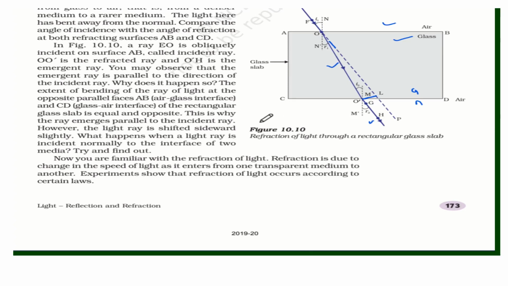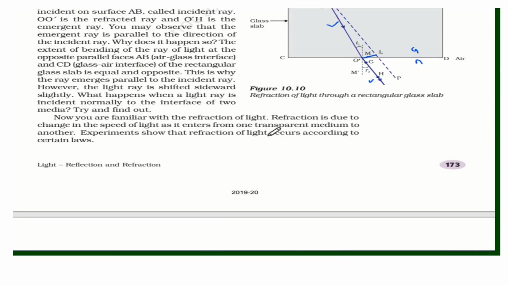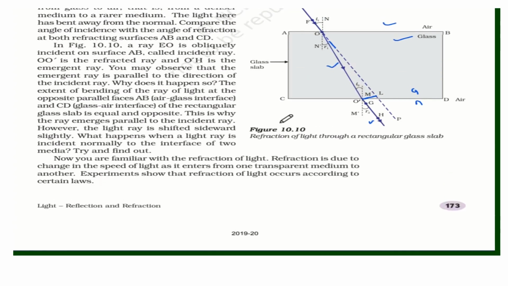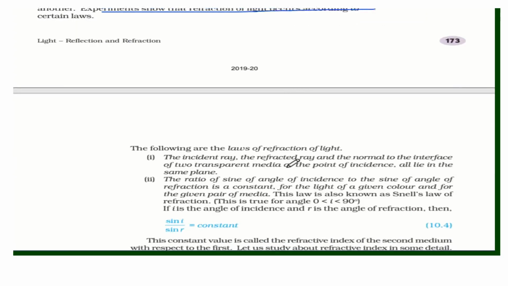So refraction is due to change in speed of light as it enters from one medium to another. Now there are some laws of refraction of light.